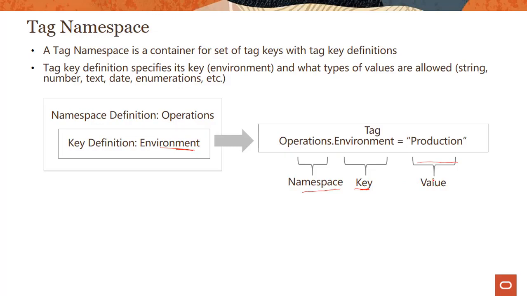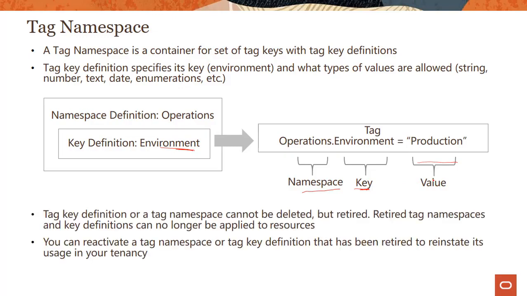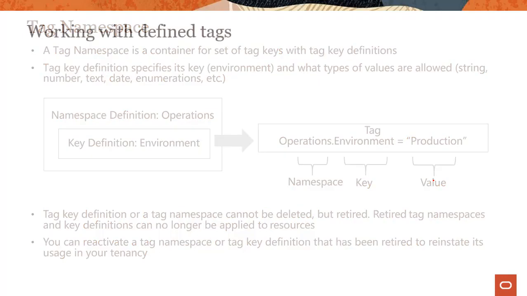The way you would specify the tags now is with namespace dot key, and then you provide a value for that particular tag. Now a tag key definition or a tag namespace cannot be deleted, but you can retire them, and once you retire these, either the namespace or the tag keys, you cannot use them, but you can again reactivate them, and you can use them again.